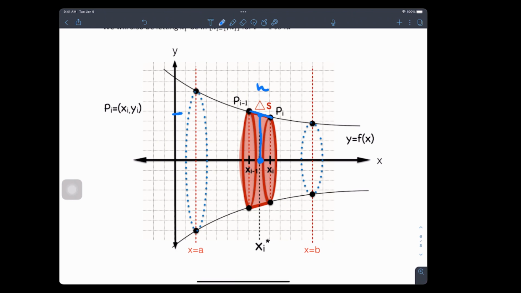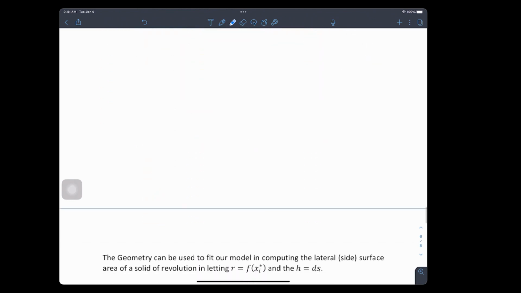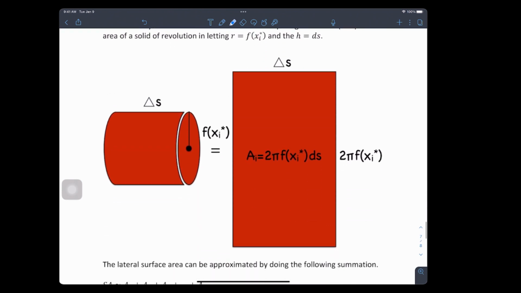This is your h. And this is going to be your f of xi right here. Okay, see that point there? This distance? That is your radius. So Ri is really f of xi. That's the same distance. That's the radius of that circle. And then the depth is your h. That's delta s. So, okay, now this makes a lot of sense.